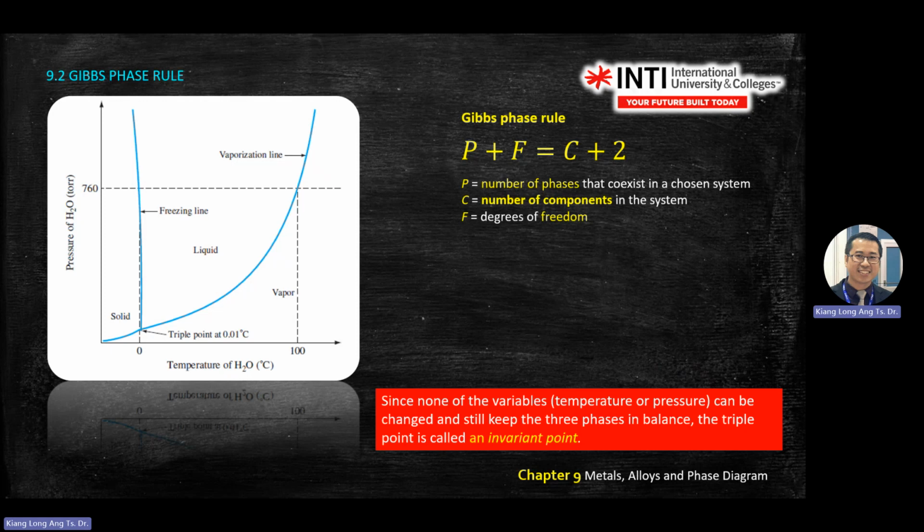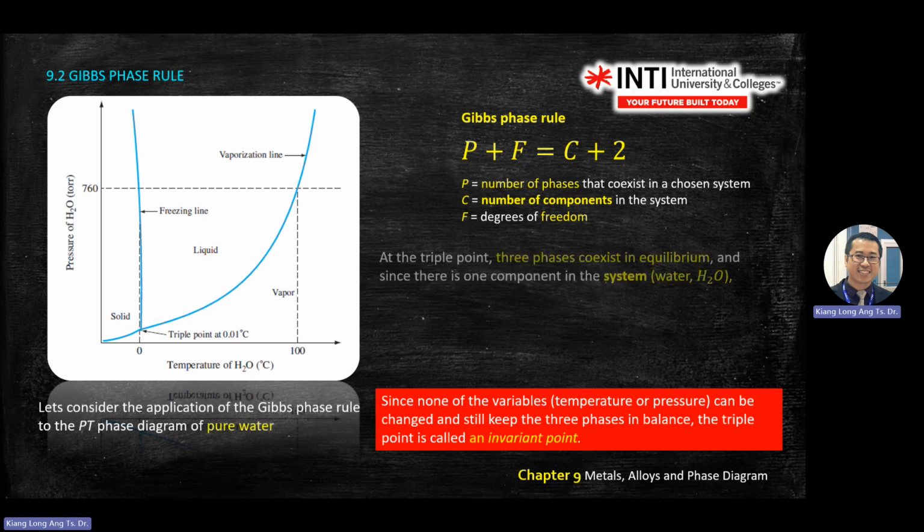So we take this phase diagram to explain the Gibbs rule. At the triple point here, you will see 3 phases coexist in equilibrium. Since there is only one component in the system, you only look at water in the phase diagram. Because later you will look at binary systems, metal plus something, 2 metals mixed together. So this example, you only look at water.